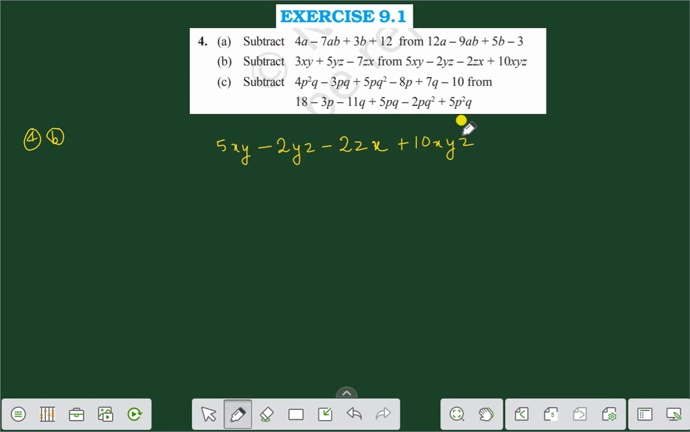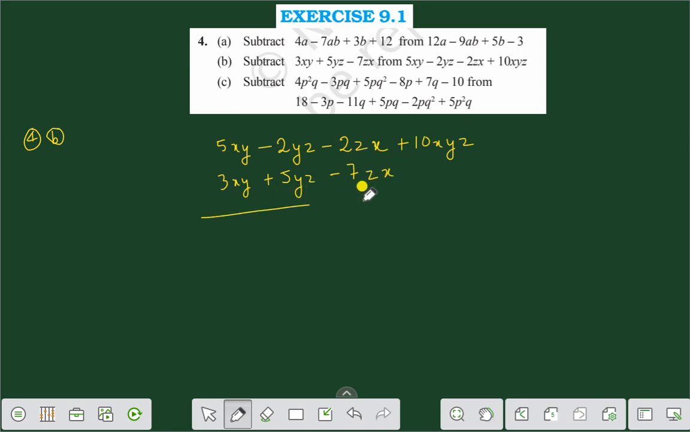To subtract the number 3xy plus 5yz minus 7zx, we write it below: 3xy, plus 5yz, minus 7zx.